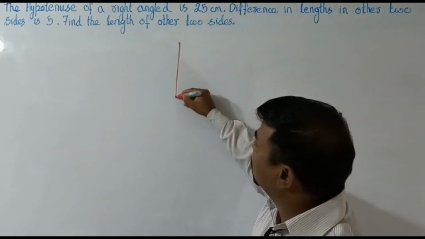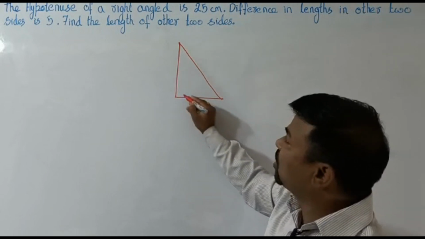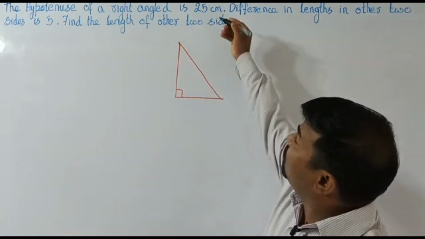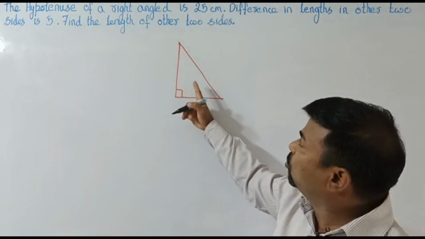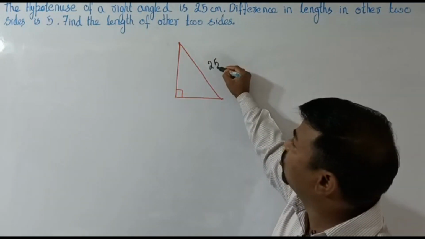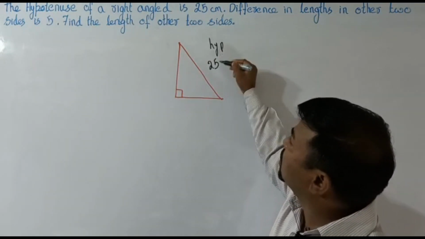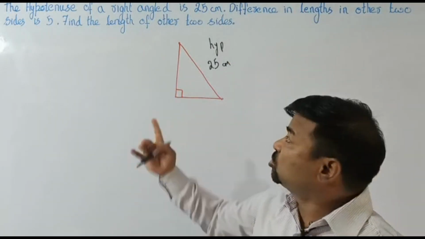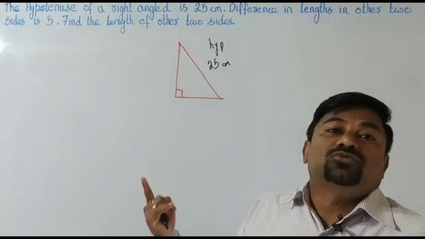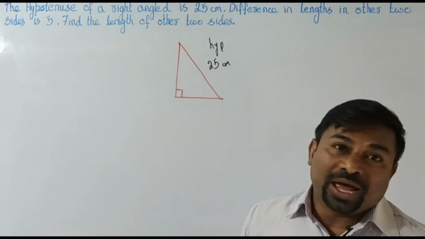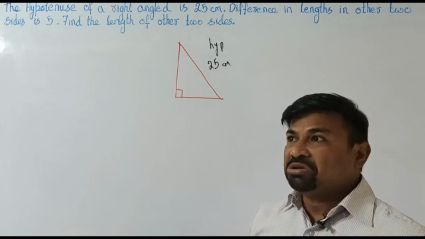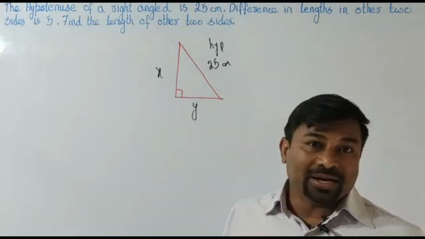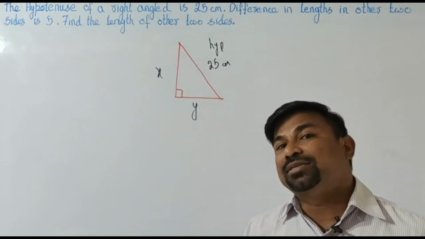Let me draw a figure for you. He is talking about a right angle triangle. What else has he given? The length of the hypotenuse. We know the side opposite to the 90 degrees is nothing but the hypotenuse, and the measurement is 25 centimeters. What else has he given? He is asking about the measurement of the other two sides, which we don't know. So there are two unknown things. Let one of the sides be x and the other side be y.